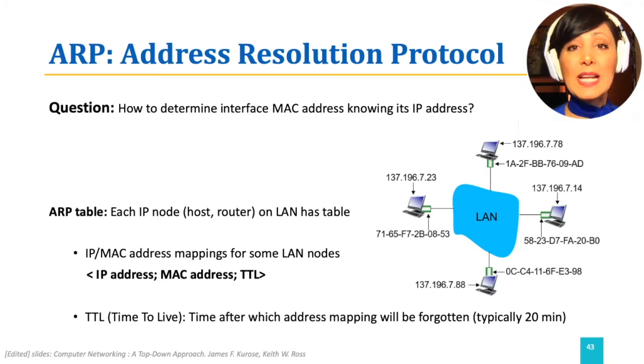The ARP table keeps the IP address, its associated MAC address, and the time to live for this translation. The TTL, or time to live, is the time after which the address mapping will be forgotten. Its typical value is 20 minutes, but it could be changed. TTL is used because the IP address might not be valid after a certain time. This might be because of a host move and assignment of its IP address to a new device.